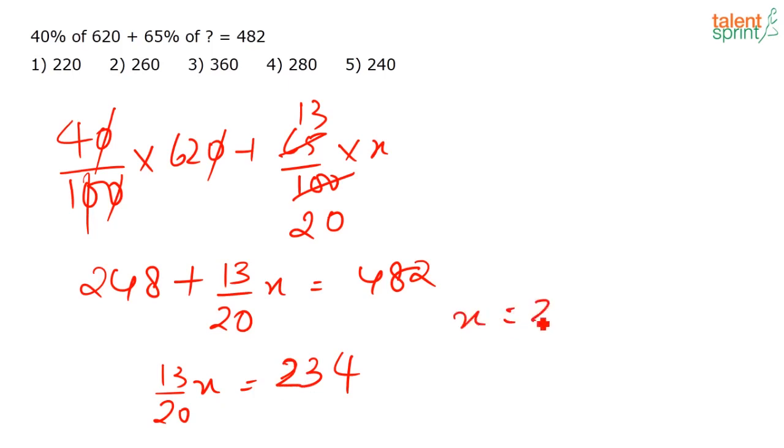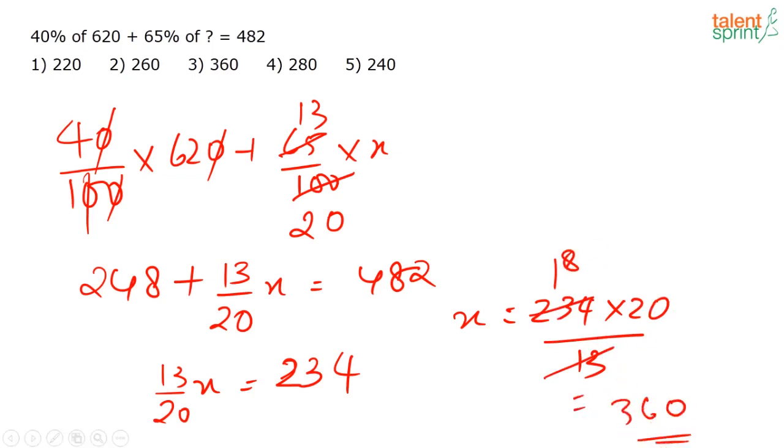So x is equal to 234 into 20 by 13. So 13 will definitely go in this. 18 13s are 234 if I am right. So 18 20s are 360, correct. The option is there, 360. Okay, all of you got it correctly. Good. So let's look at the next question.